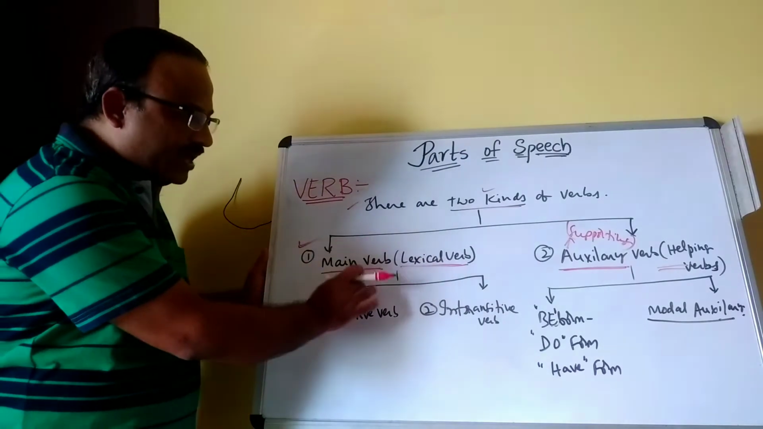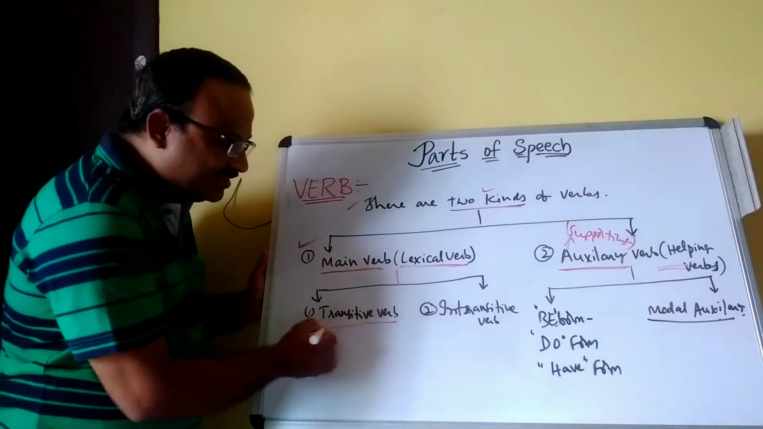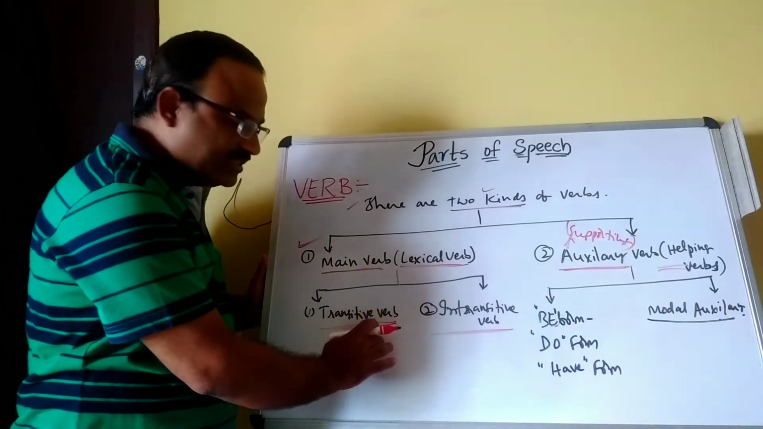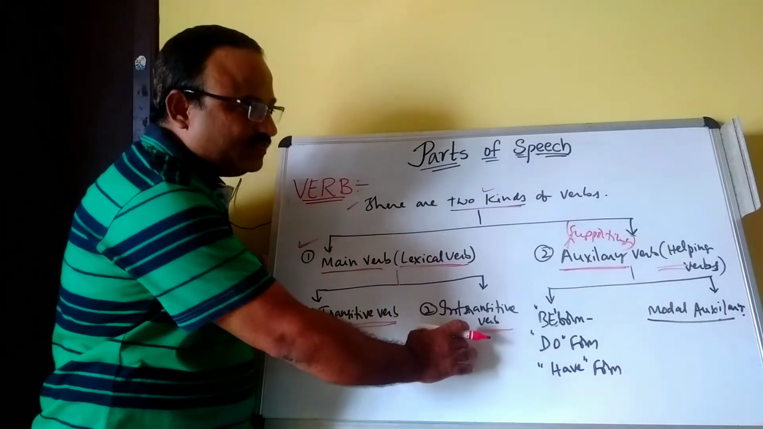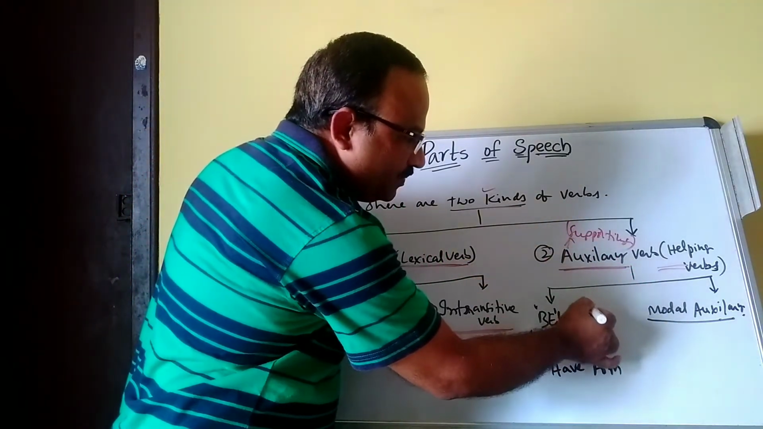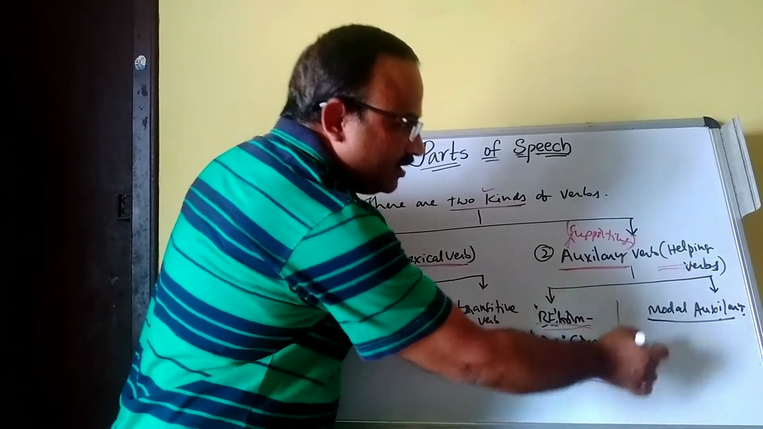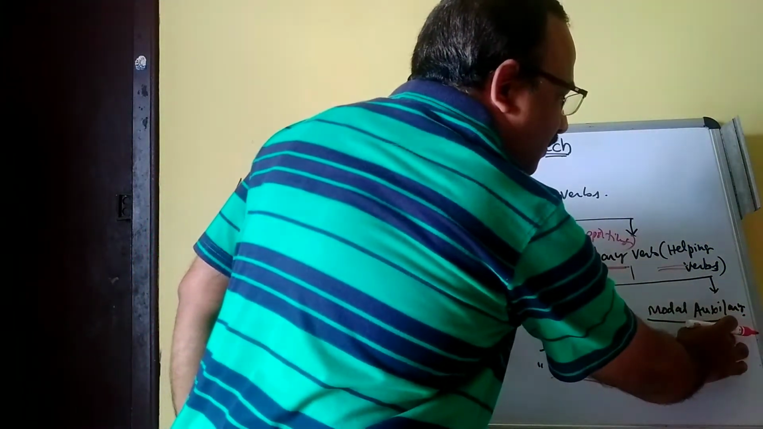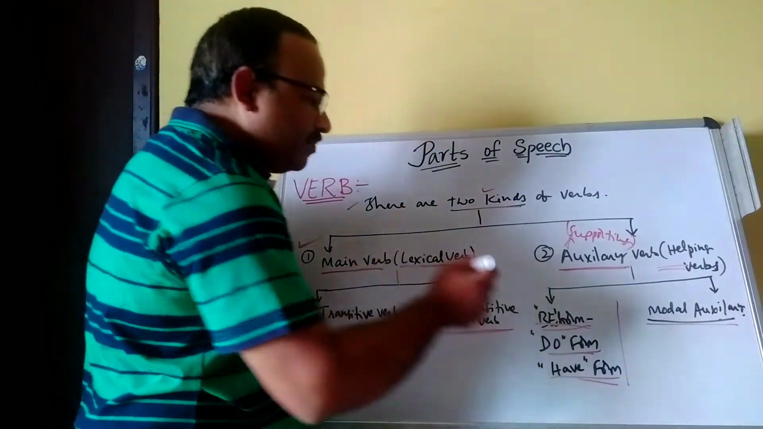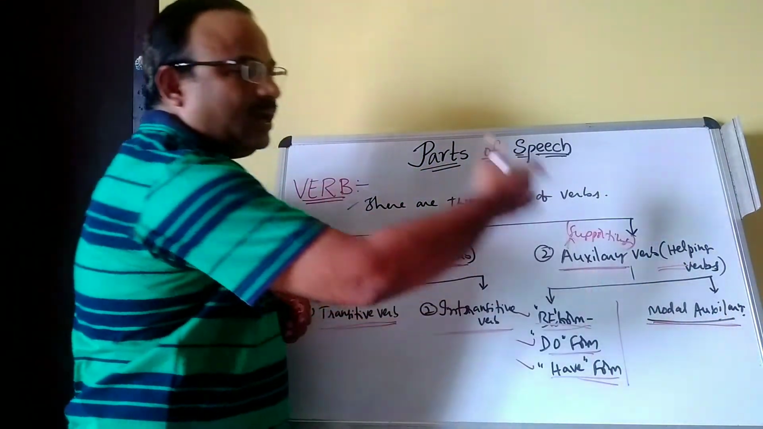In the main verb, there are two kinds as subdivisions. One is the transitive verb and the second one is the intransitive verb. In the auxiliary verbs, there are two kinds. First is the be form, do form and have form. And the second is the modal auxiliaries.